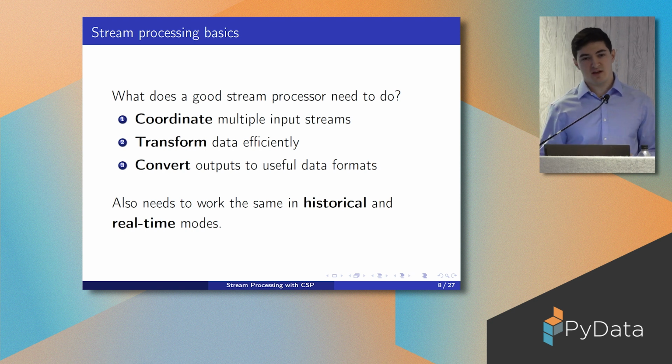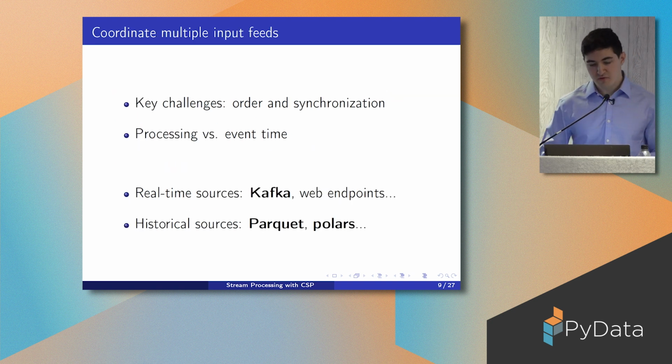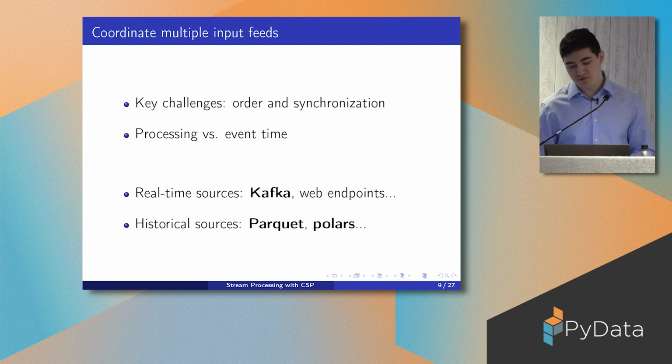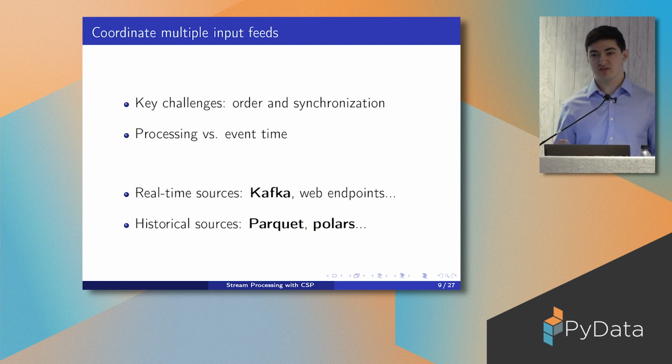And I would say the biggest challenge in actually deploying a streaming application is the transition between the historical simulated mode and the real-time execution. So I'll discuss how you can deal with some of these challenges. The first step of the stream processor in any framework is actually coordinating the input data. And you have to choose how to order data and synchronize across different streams.